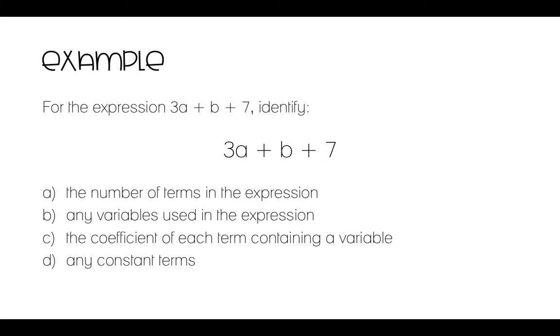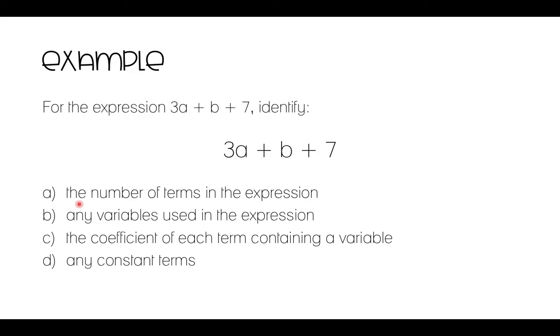Okay, so let's do an example. So for the expression 3a plus b plus 7, we're going to identify the following: the number of terms in the expression, any variables used in the expression, the coefficient in each term containing a variable, so if it has a variable in it, what's the coefficient for it, and any constant terms.